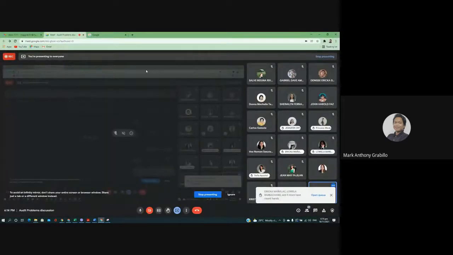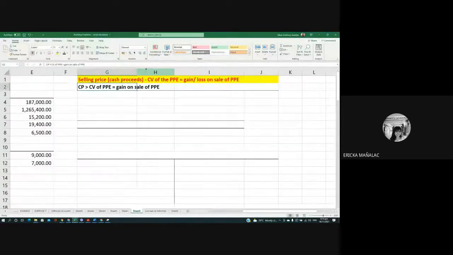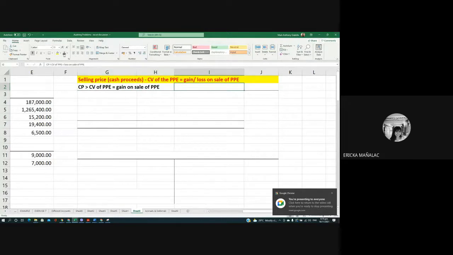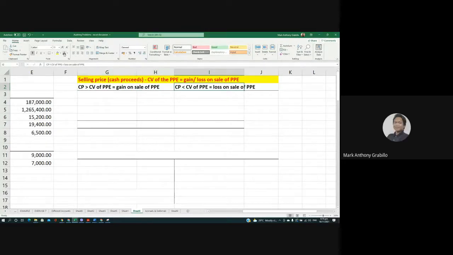Yes, Erica. Kapag mas maliit po yung selling price kaysa po sa carrying amount, yes, that's correct. So tama po yan. Tama si Erica. So tama si Jean May, tama si Erica.